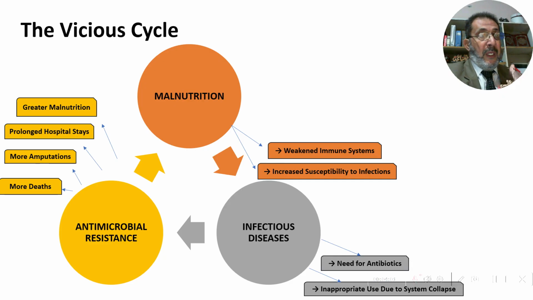Infection with antimicrobial resistance leads to greater malnutrition because of poor absorption of nutrients due to the infection, prolonged hospital stays, more amputations due to untreatable wound infections, and of course more deaths. This again will lead to increased malnutrition. So this cycle continues. Even if the killing by bombs and airplanes has stopped, they will still continue to kill people in the Gaza Strip.